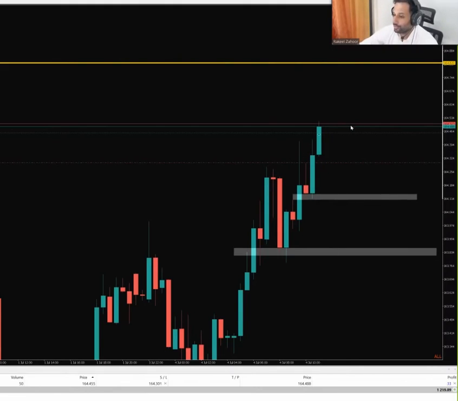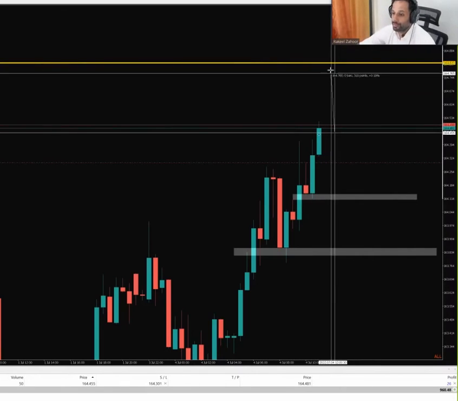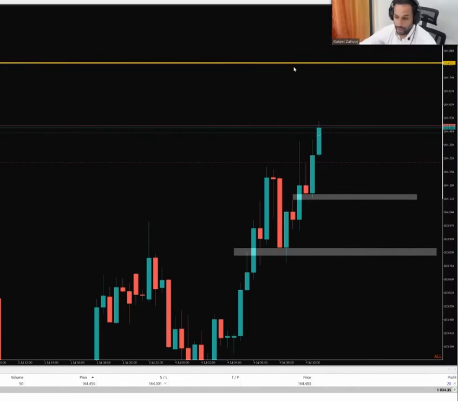What's the target for this trade? My potential target is around 36 pips, 164,800. So that's a 35 pip range. You can take whatever amount of pips you want within that range. You want to take 15 pips? Take 15. 20 pips? Take 20.